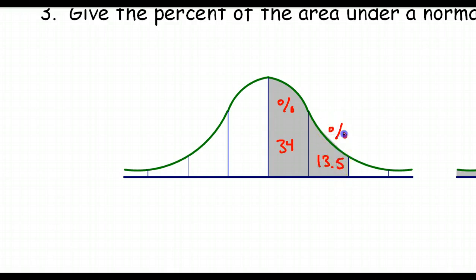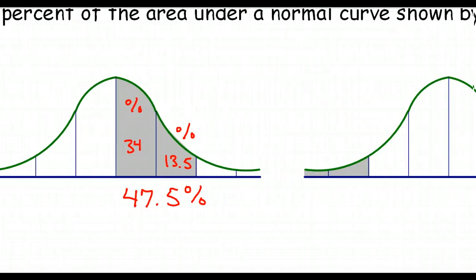This region right here is a 13.5% area. So if I add those two up, that's going to give me the percentage of the data under the curve right there. And that is 47.5%. All right, let's slide over to the next one.